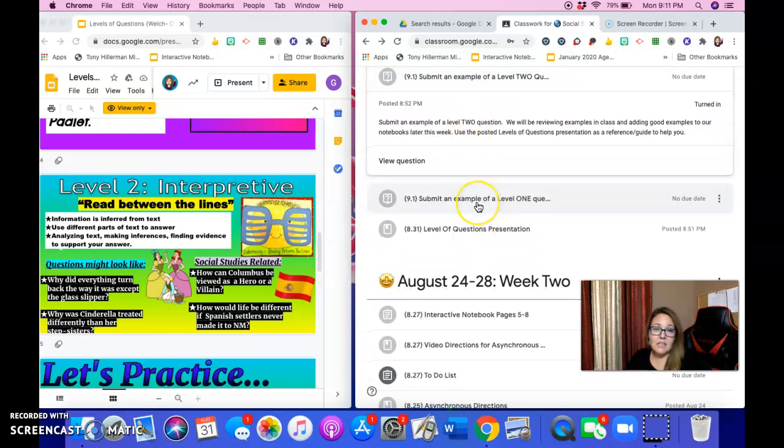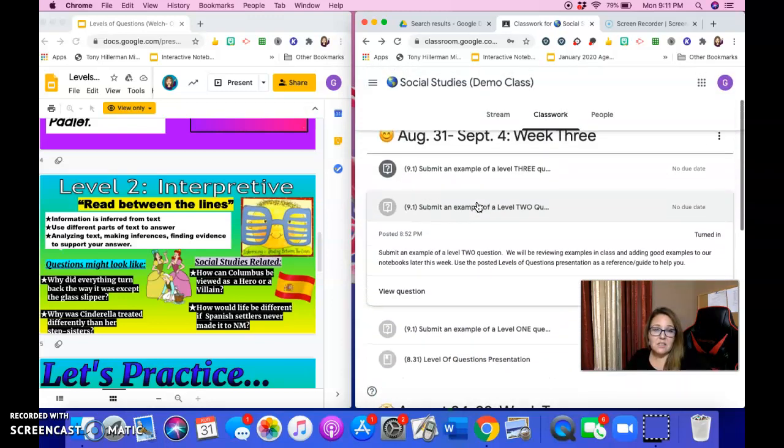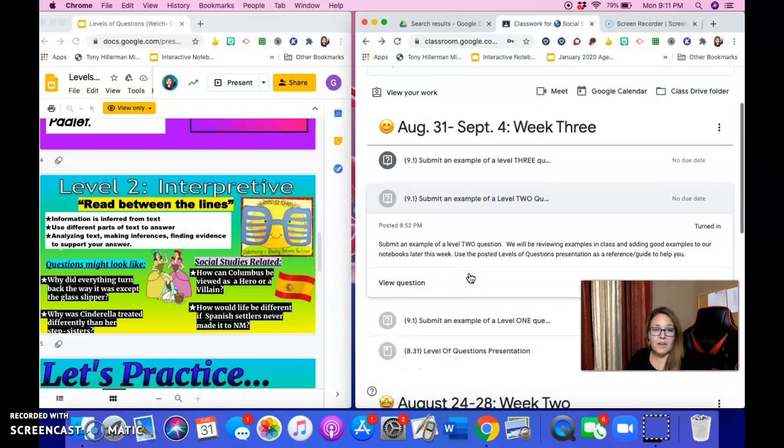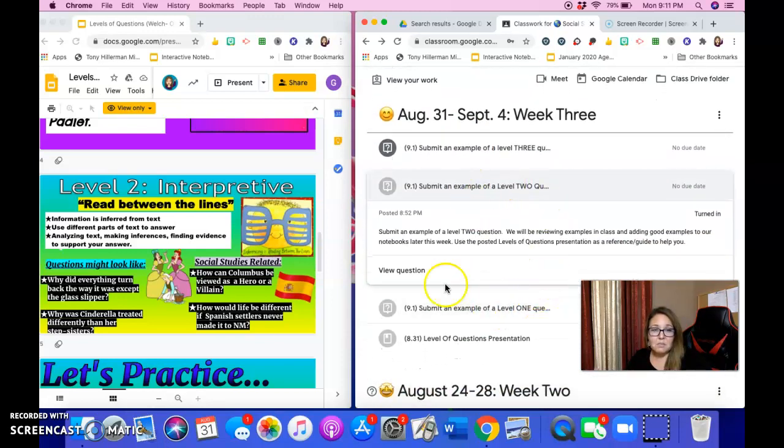Turning these in will count as your attendance for the class period. I'm not going to give grades for this assignment because it's practice, and we're going to use these examples to put some stuff in our notebook, which will be graded next week. But please submit these responses so you get marked present for the day.